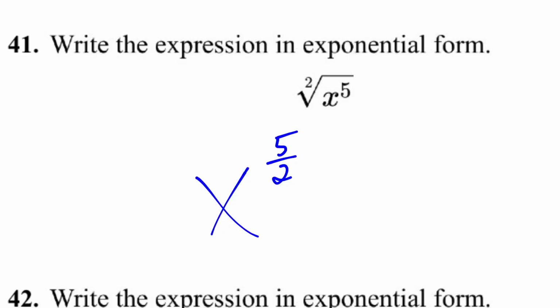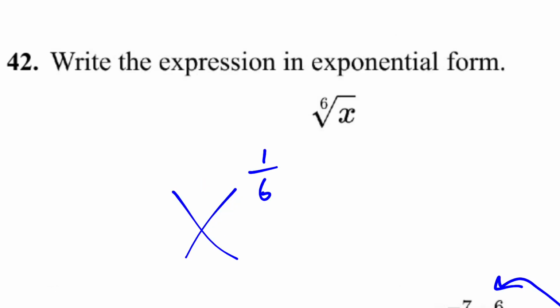Working backwards, the second root of x to the 5th can be turned into x to the 5/2. The sixth root of x, there's an invisible 1 here for my exponent. So this becomes x to the 1/6.